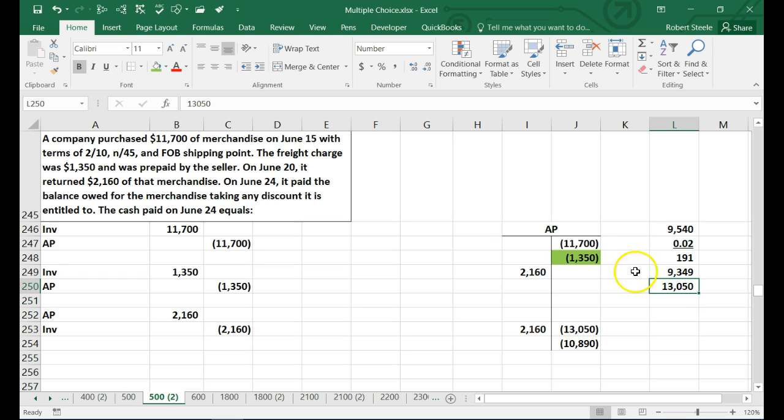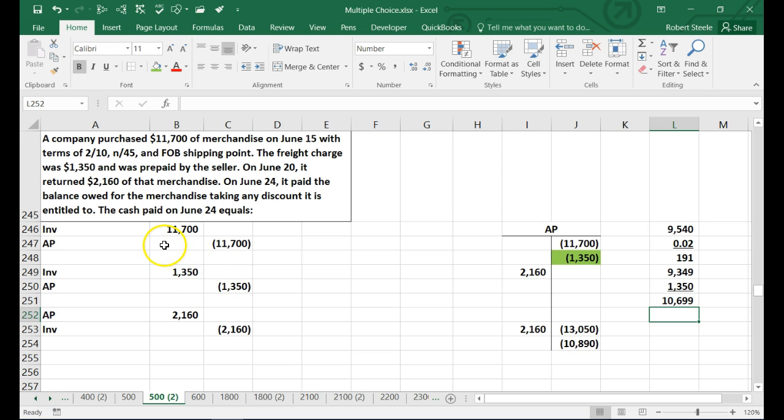I'm sorry, the freight is up here in green. That's why I made it green. 1350. And that means the amount that we are going to pay at the end of the day will be the 9349 plus the 1350. And that's going to be the 10699.